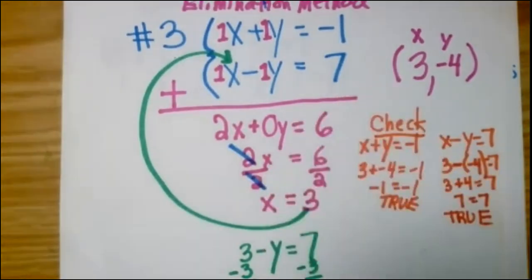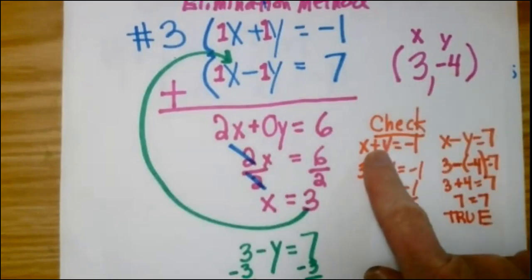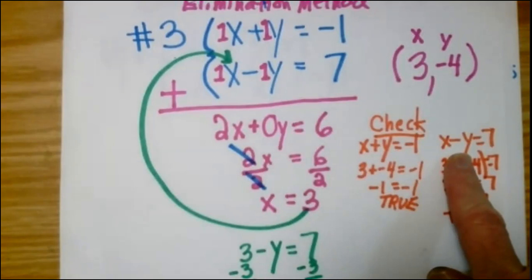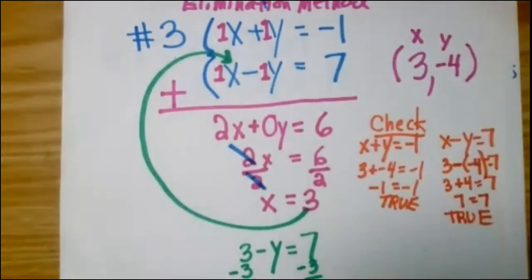So that means that (3, negative 4) is a solution to both the first equation and the second equation. This is the point of intersection if we were to graph this. So that point is on both lines. So we did do it correctly. We have the correct answer.